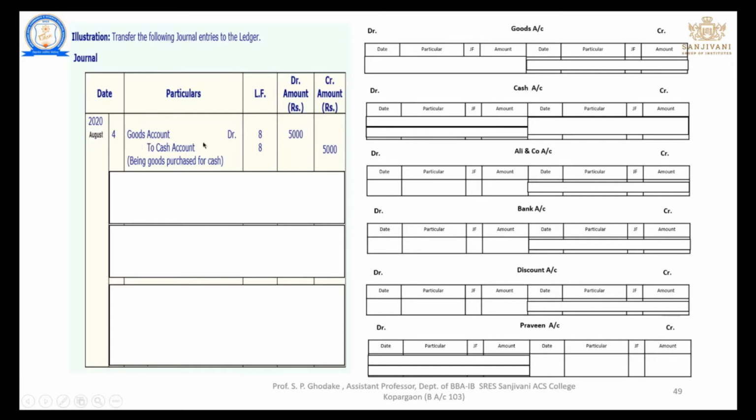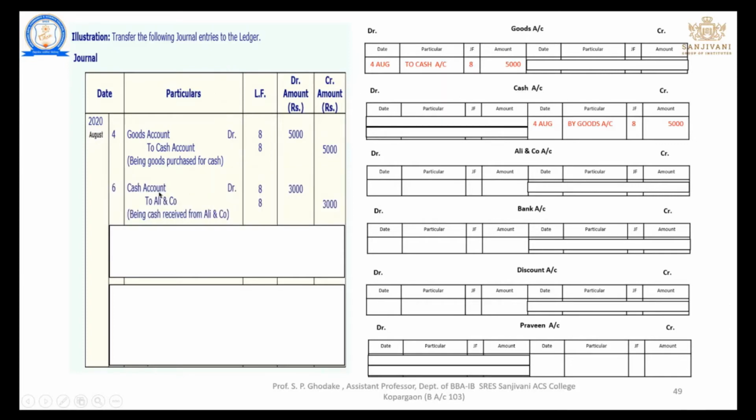So the entry is goods account debit to cash account. Goods account debit, that is 4th August, to cash account. In the goods account debit side we have to write down "to cash account", and on the cash account credit side we have to write down "by goods account". This way we can post the journal entry into the ledger.